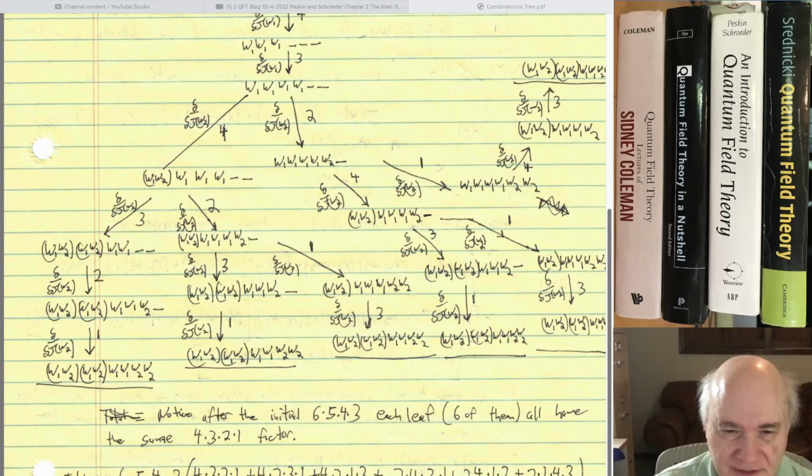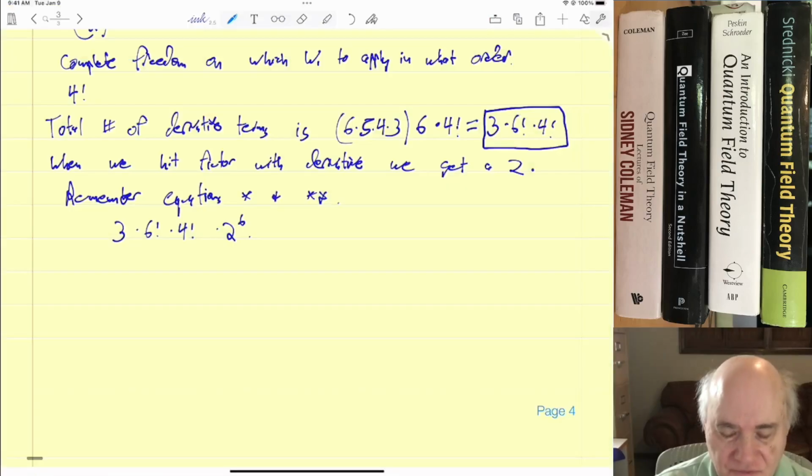So if you look at the handwritten notes, you'll see a more brute force way to establish that this combinatorial factor that I got, 3 times 6 factorial times 4 factorial, is correct. They all have the same 2 to the 6th. Okay. So we're getting there. Progress is being made.